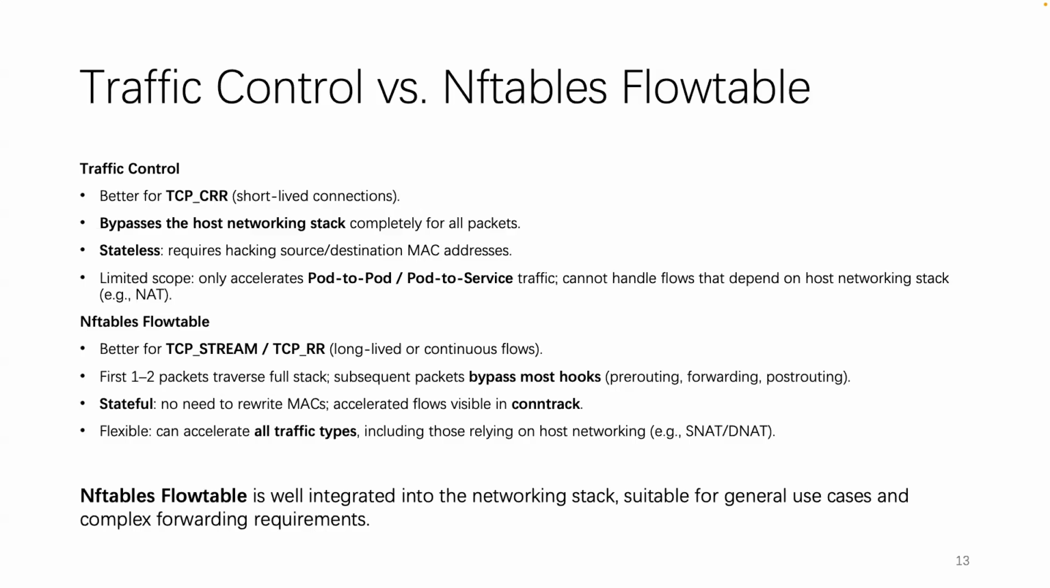As for the flow table, it's better for TCP_STREAM and TCP_RR. Only the first and the second packet will go through the full stack. For the subsequent packets, it will bypass most hooks like pre-routing, forwarding, and post-routing. It's stateful. We don't need to rewrite MAC addresses, and we can see the accelerated flows in conntrack tools. Besides, it's very flexible to extend to match extra types of traffic.